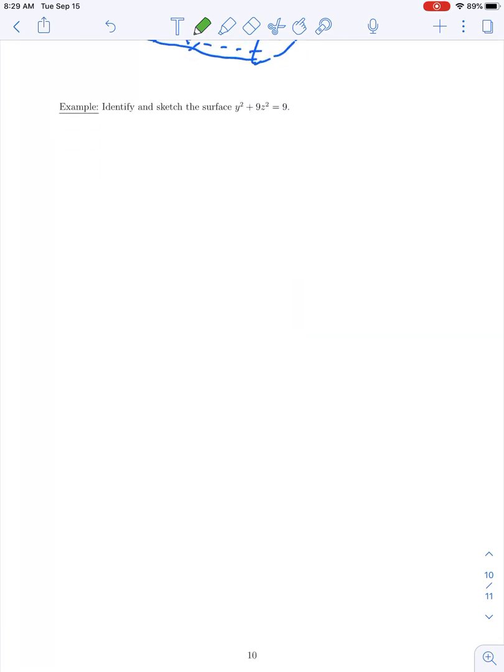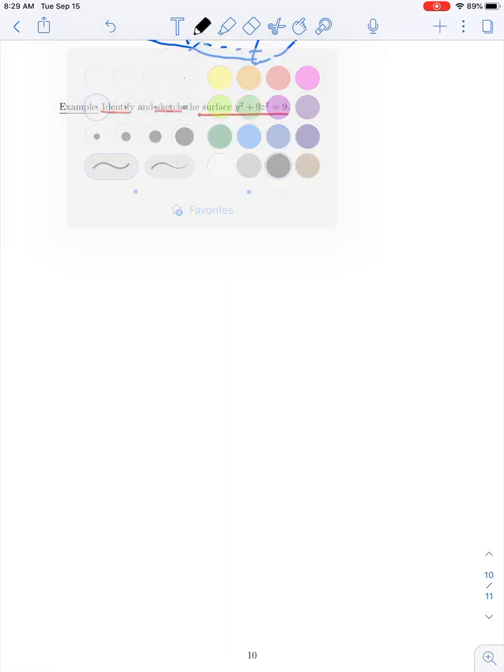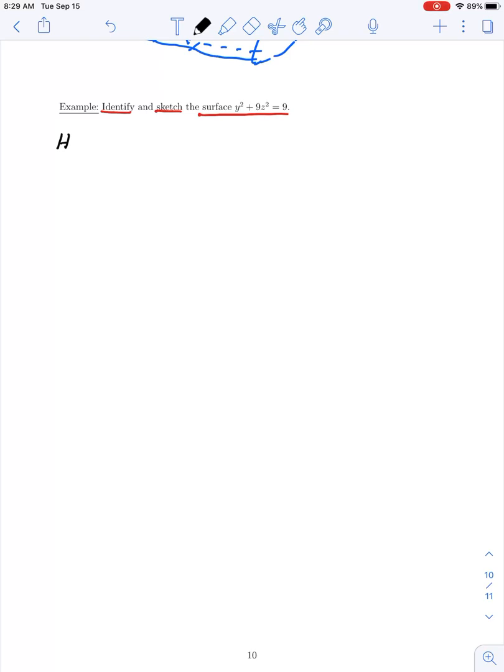Okay. Now in our last example here, we are asked to identify and sketch the surface defined by y squared plus 9z squared is equal to 9. In order to rewrite this in maybe a little bit friendlier form, I could divide both sides through by 9. So I would have y squared over 9 plus z squared is equal to 1. So I have an equation that only involves the two variables y and z. It does not involve x.